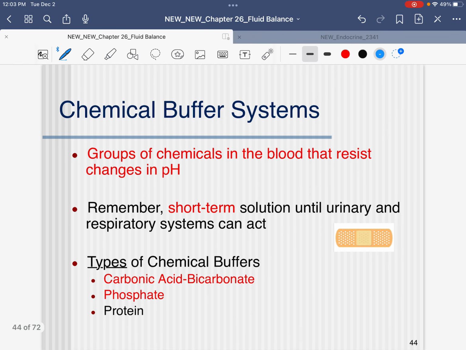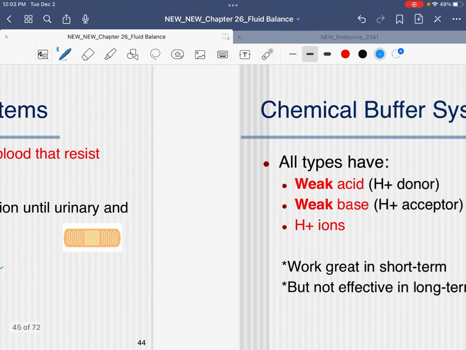Let's talk about them. So what are they? Chemical buffers, short term. It's a group of chemicals that circulate in the blood, and their only function is to regulate pH. There are 3 different types. We're going to talk about this one: the carbonic acid bicarbonate buffer system. It sounds all fancy, but it doesn't have to be. Again, it's a group of chemicals that circulate in the bloodstream, and their only job is to regulate pH in the short term, to buy us time until we can get to a more permanent way to get rid of hydrogen ions or regulate pH, the respiratory and the urinary.